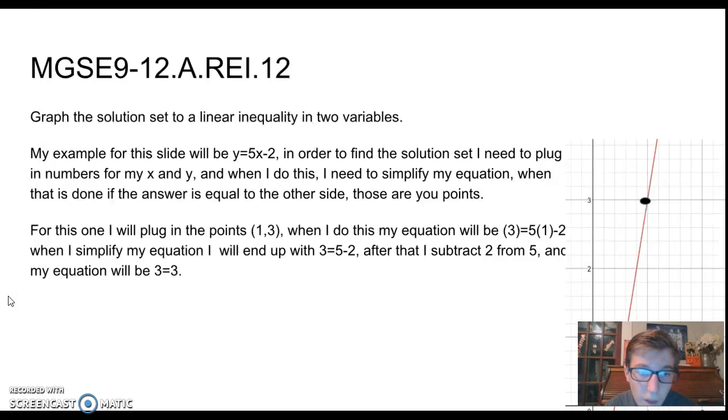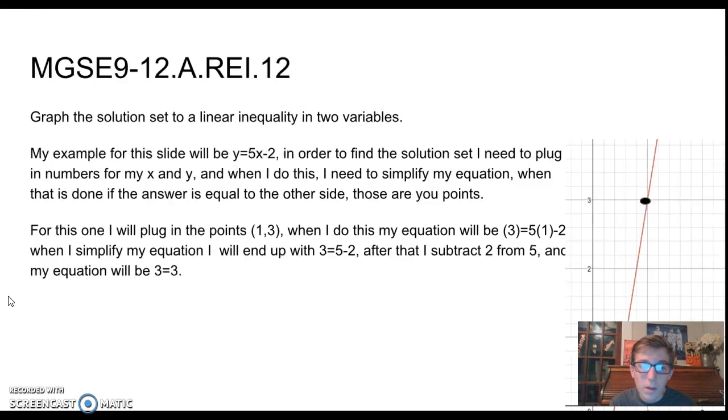For my example for this slide, it would be y = 5x - 2, and in order to find the solution set for the x and y, I would need to plug in numbers for my x and y, and when you do this, you need to simplify. I need to simplify my equation, and when that is done, if the answer is equal to the other side, those are your points. So you plug it all in, simplify, and it's 5 = 5, and your answer is correct.